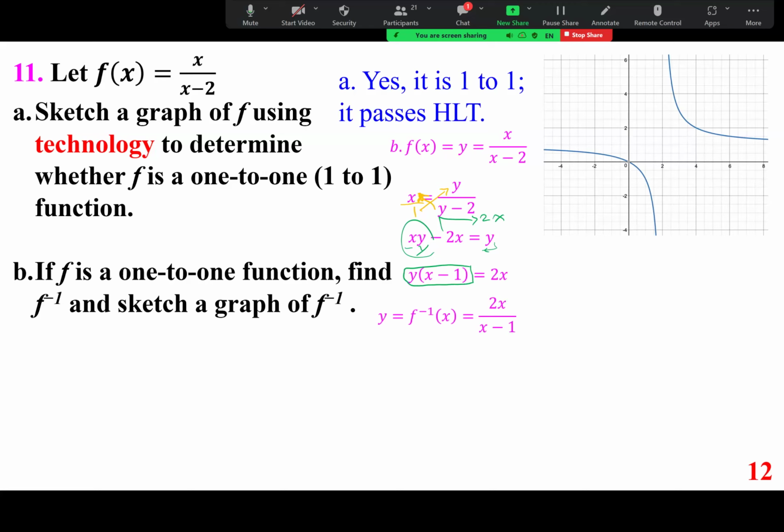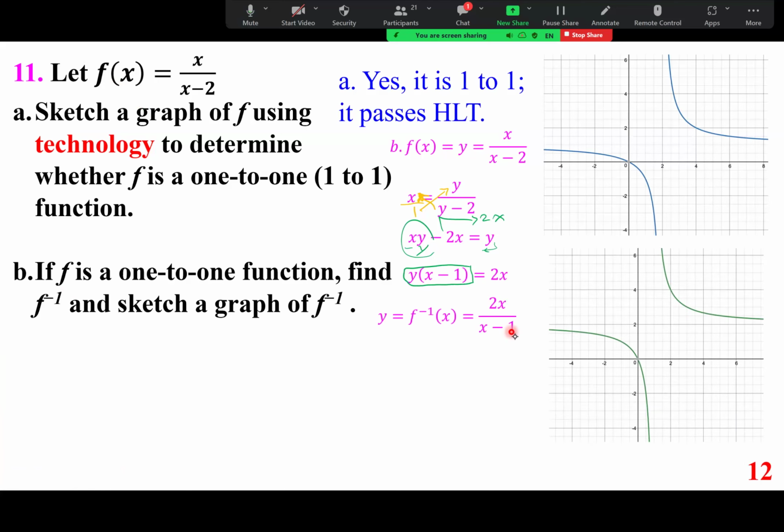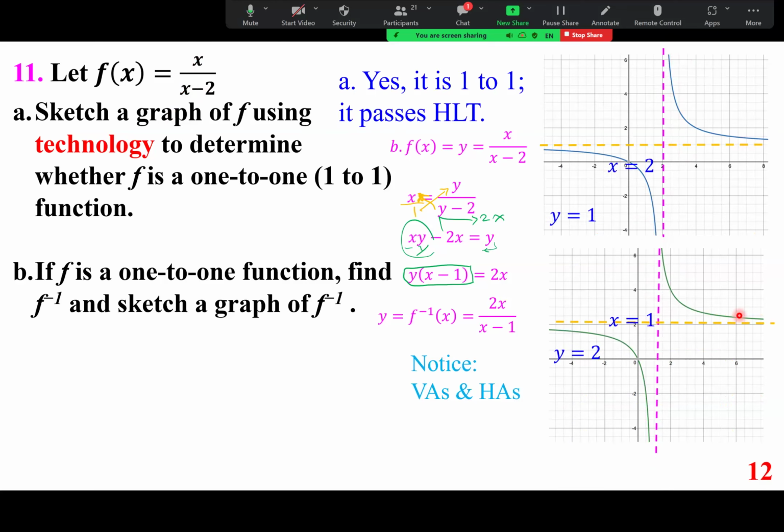So we have the function, we have its inverse. And we can graph this using technology again. And what I want you to notice is VAs versus HAs, vertical asymptotes and horizontal asymptotes. So you have the vertical asymptote here, horizontal asymptote here. And by the way, it's very easy to see that x equals 2 is the vertical asymptote here, and y equals 1 is the horizontal asymptote. So now it has the vertical asymptote x equals 1, horizontal asymptote y equals 2.